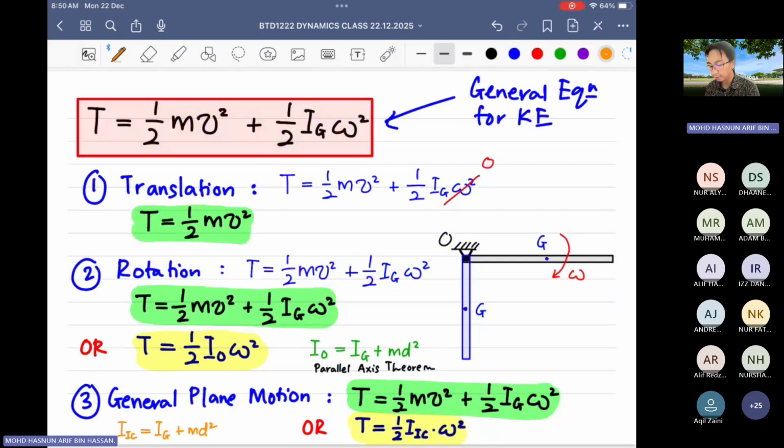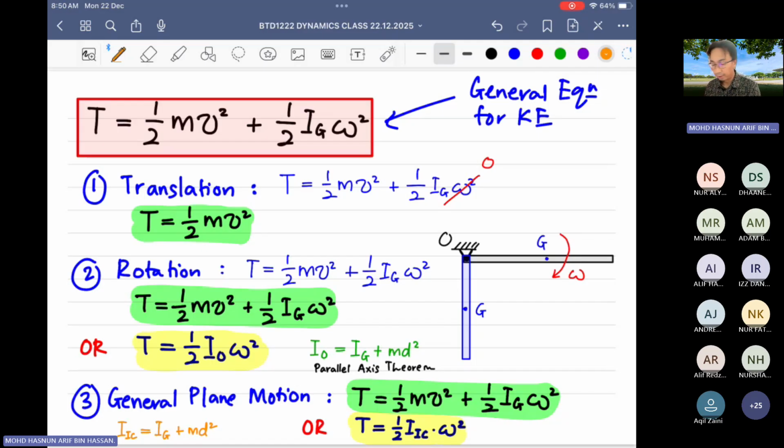So this is basically the formula that you can use to calculate the kinetic energy based on the type of motion of the object that you are currently solving the problem for.